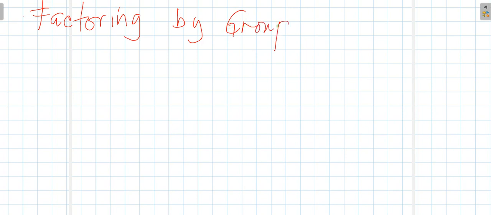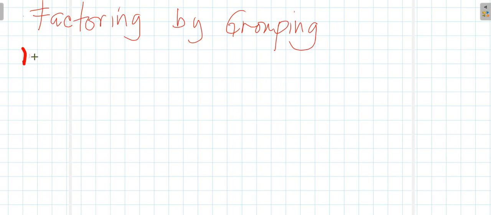In part 1 of your review lesson, we discussed some examples on how to get the factor of the polynomials using common monomial factoring, and this time we're going to have another example.